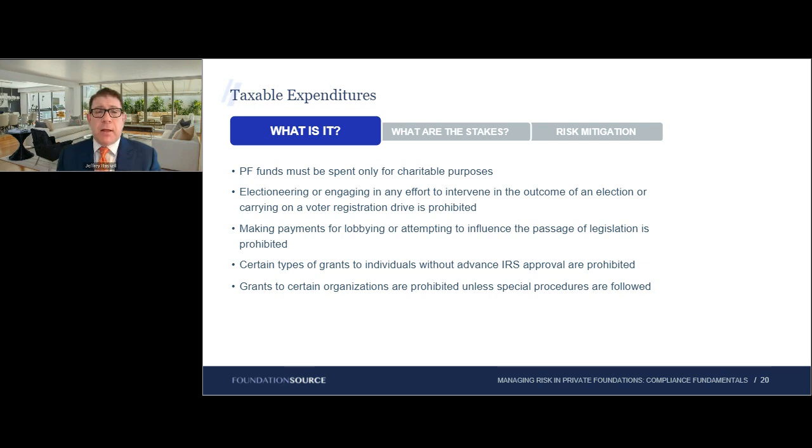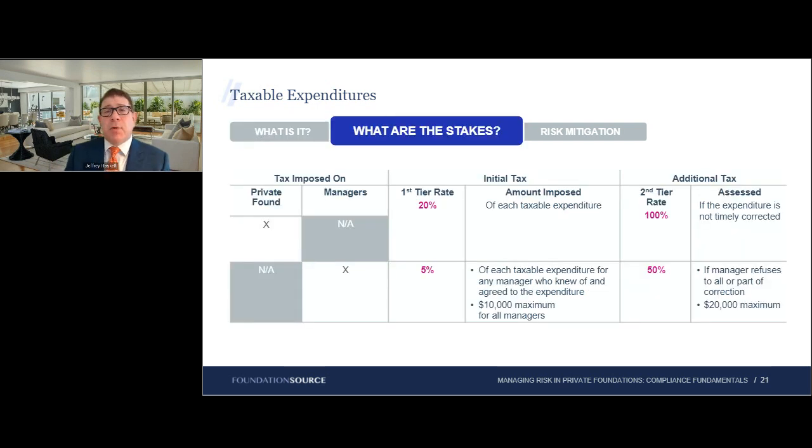Likewise, although a foundation may make grants to individuals, certain types of grants require advance IRS approval of the overall grant program. Scholarships, fellowships, and travel study grant programs fall into that category, while hardship and disaster relief grant programs may be made without advance IRS approval at all. Again, the risk here is primarily on the private foundation. And as with all the other penalties, the penalty amount can increase dramatically if not timely corrected, such that second-tier tax kicks in.